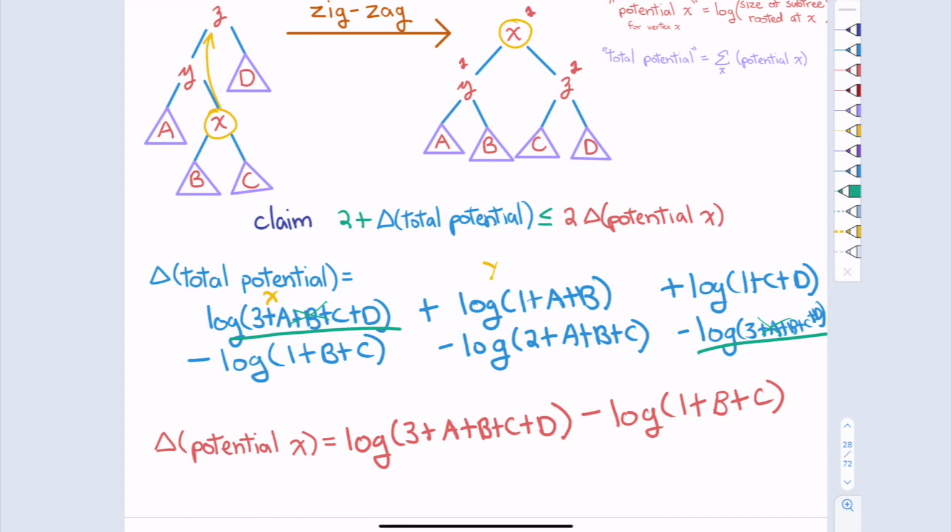So we're really left with log of 1 plus A plus B plus log of 1 plus C plus D minus log of 1. Okay. All I've done is look at what are the parts that actually change. It's really only the nodes, the subtrees rooted at X, Y, Z, and I wrote out the difference for each and canceled out one pair of terms.